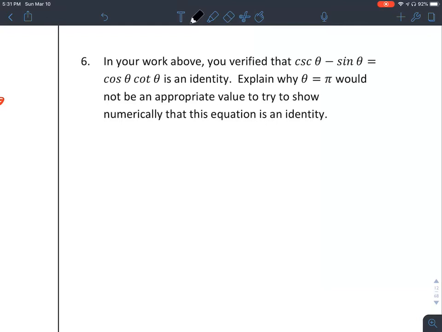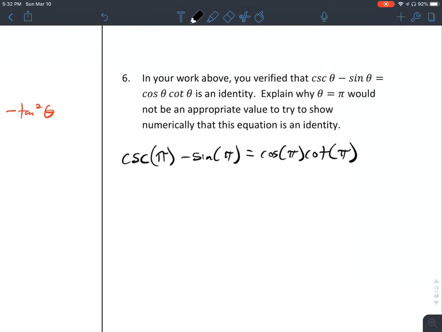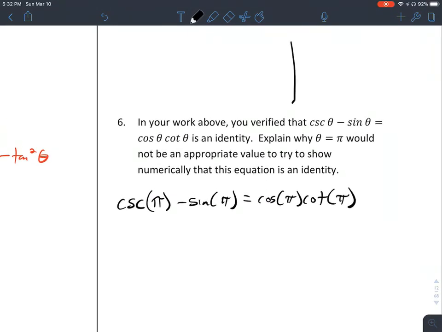Number 6. In your above work, you verified this identity was true. Explain why, if theta was pi, that would not be an appropriate value to show that these are an identity. Well, let's try it. Cosecant of pi minus sine of pi equals cosine of pi times cotangent of pi. Well, let's review real quick where this pi is in the coordinate plane.